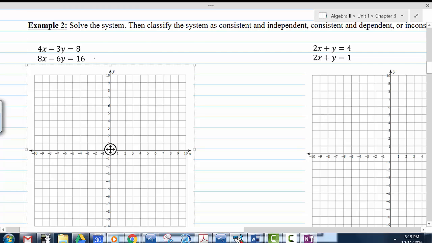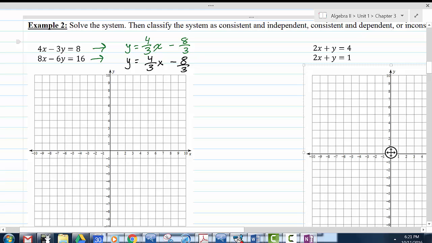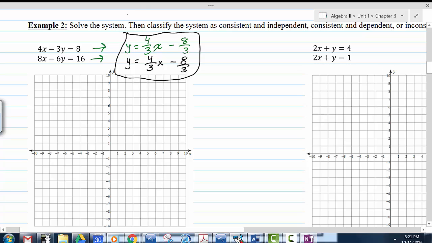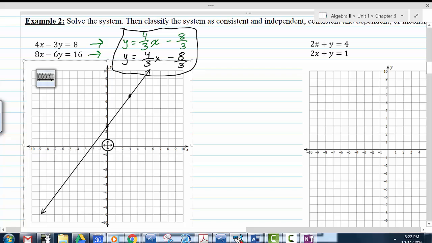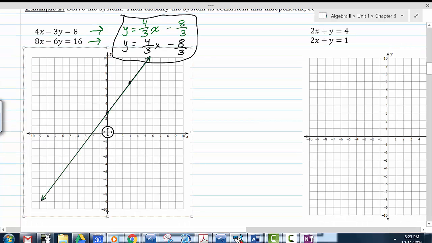So if I graph this right here, well, first I simplified it and put the equations in slope-intercept form, and from there I can notice immediately it's the same equation of a line. So if I graph that equation, it's just one line on top of the other. So this system, we will call this system dependent. I didn't spell dependent right. Call this dependent.